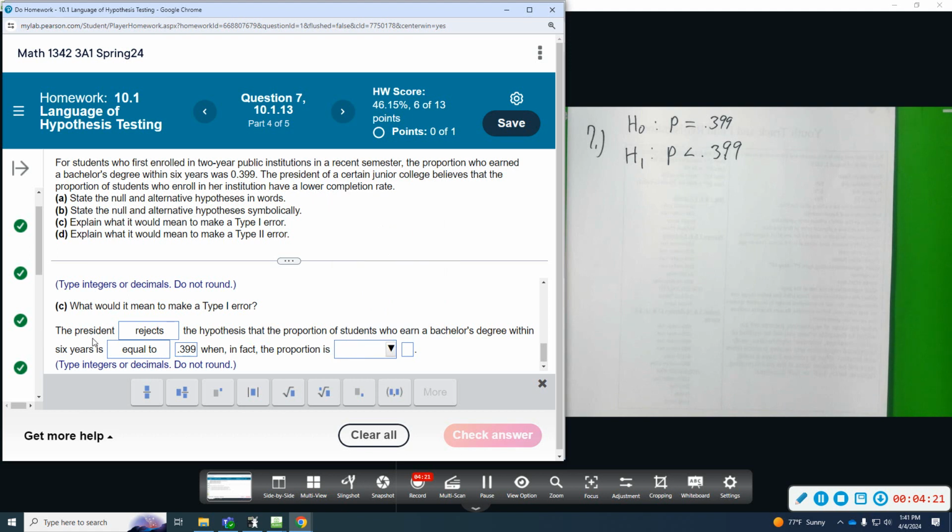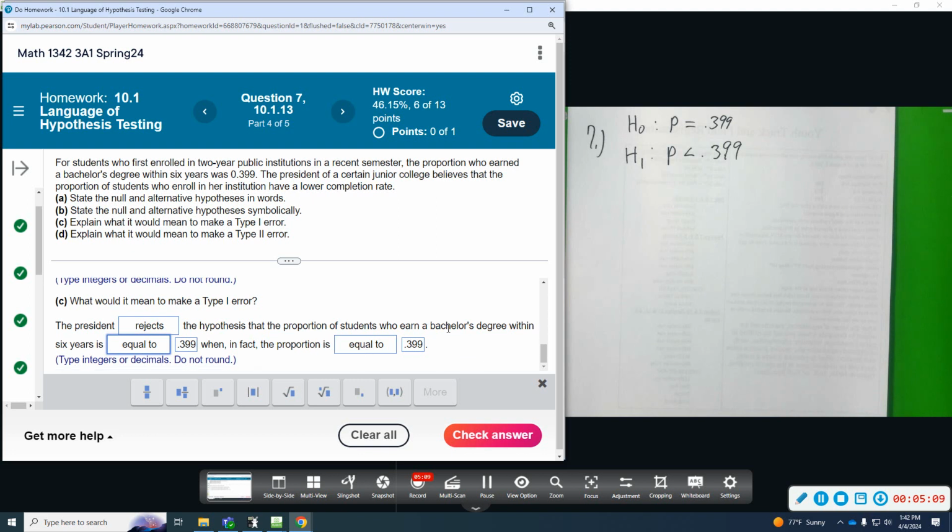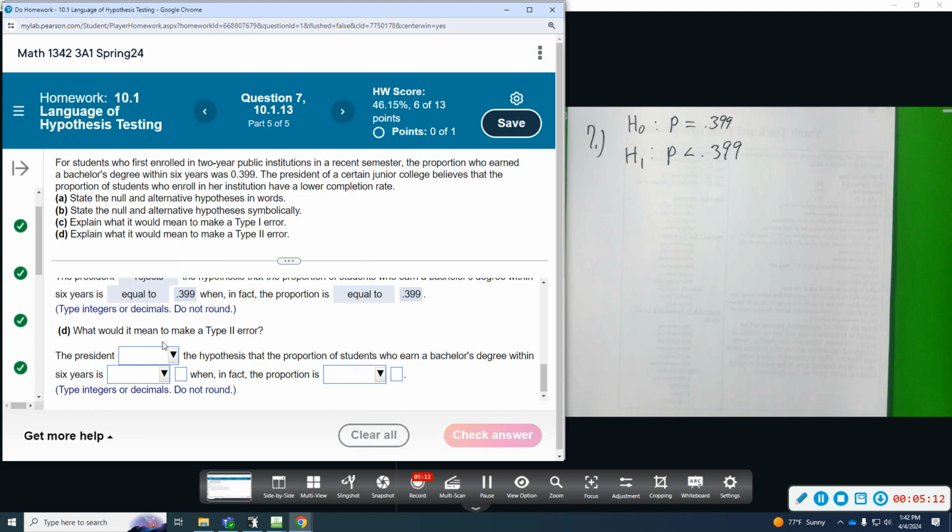so hold on, let me make sure I'm reading this correctly. Type 1 error, reject this when it's true. So say that they're not equal. So we're saying that it's less than when in fact it's equal to. I think that's the right wording that we want to put. So when we reject H0, we're saying that it's less than. So making sure I got the wording right. We reject the hypothesis that the proportion who earn a bachelor's degree within 6 years is equal to 0.399 when in fact the proportion is equal to. So I'm rejecting that it's equal to when it really is equal to. Okay. Kind of hard to get all those words together.